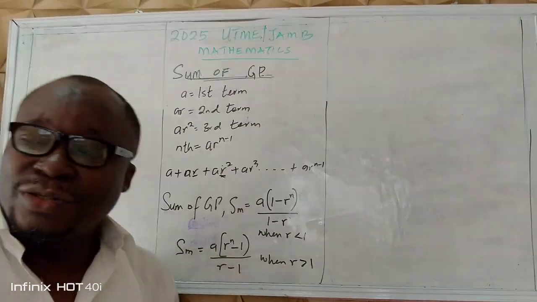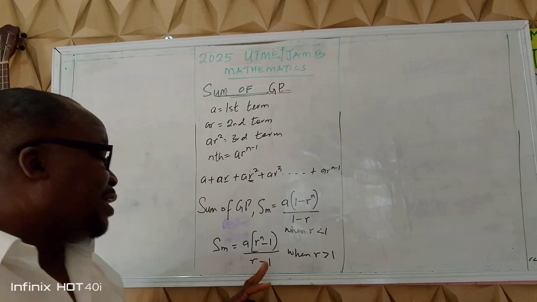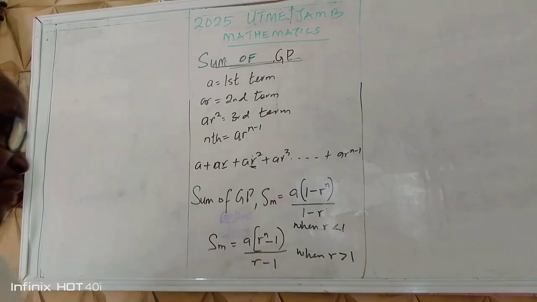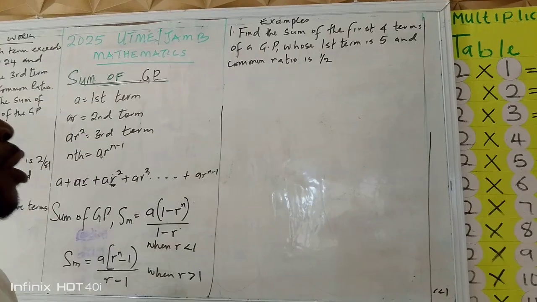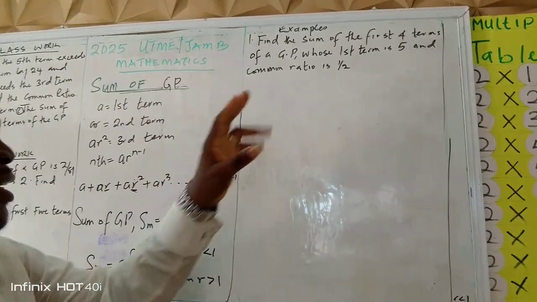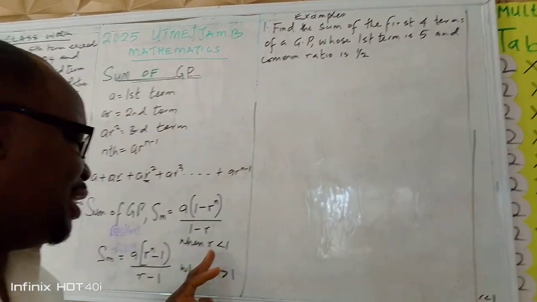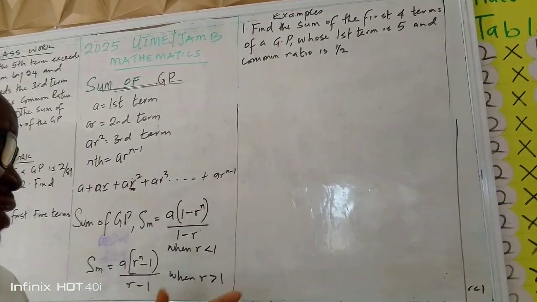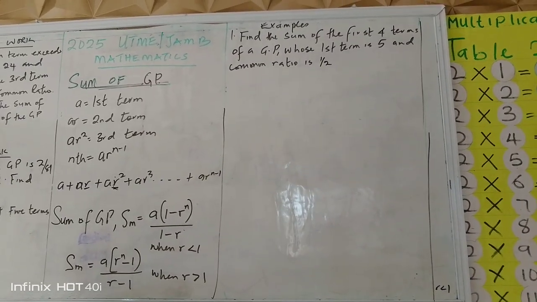So we will be taking a few questions now, and we try to solve so that we can show how we can apply either of these two formulas before we move to the last section, which is the sum of infinity. Okay, follow me. As I said earlier, we have two formulas in solving sum of GPs. One of the formulas, you use when the common ratio is not up to 1, it's less than 1. The other one, you use when the common ratio R is greater than 1.